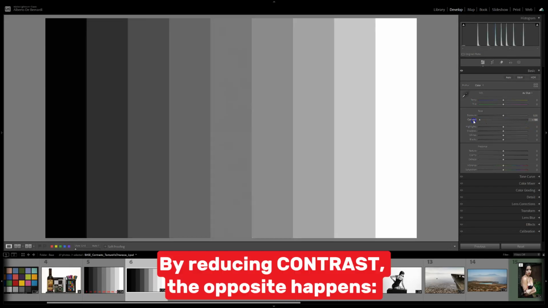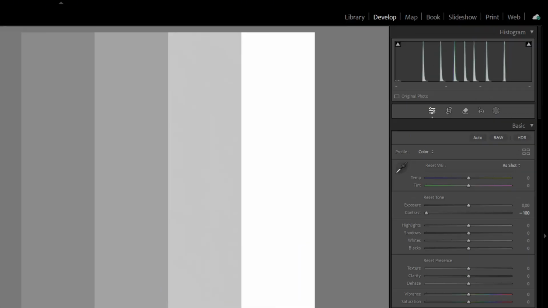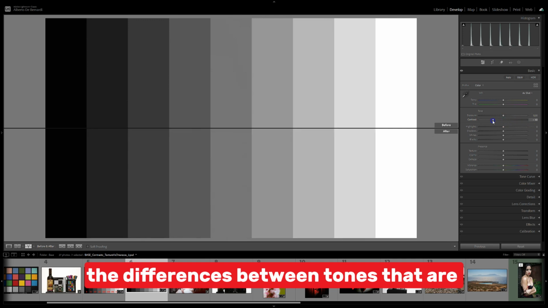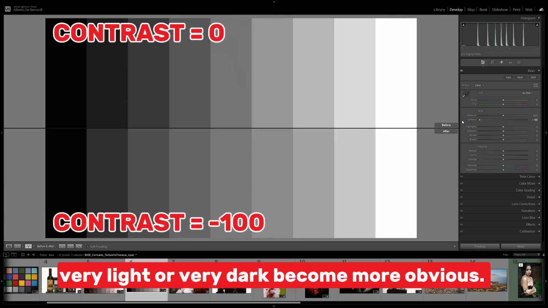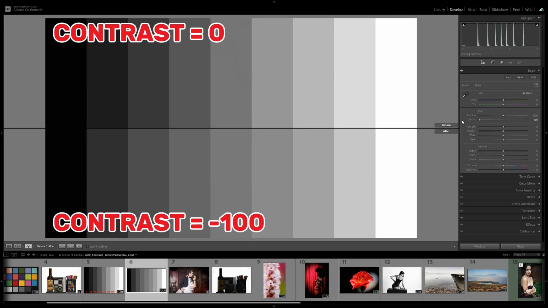By reducing contrast, the opposite happens. The differences between tones that are very light or very dark become more obvious. Reducing contrast is therefore a good way to make very light or very dark areas more legible.